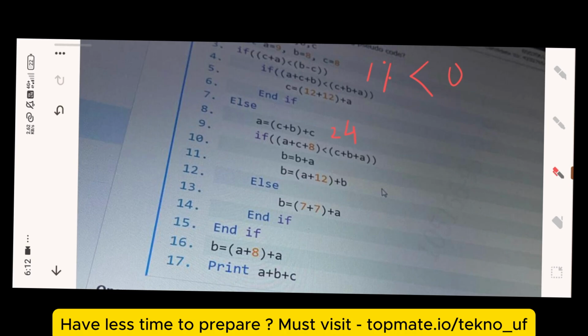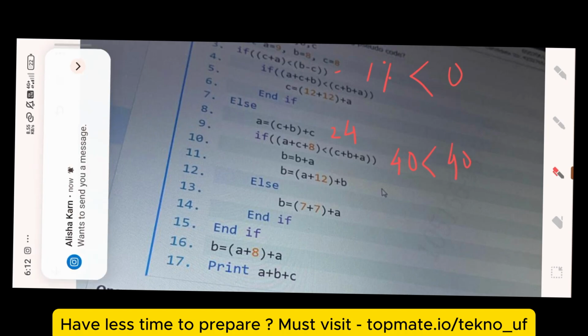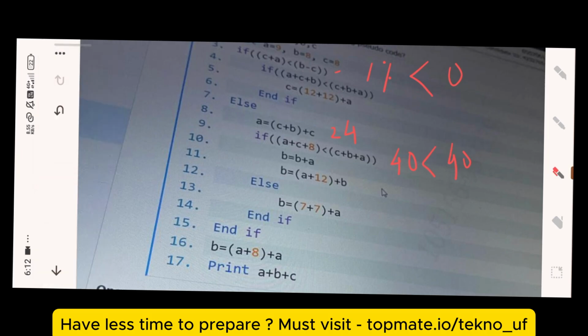Now we'll check the if block again. A plus C plus 8, so 24 plus C, which was 8, so 24 plus 8 plus 8 becomes 40. Okay, so 40 less than C plus B plus A. C was 8, B was also 8, so 8 plus 8 is equal to 16, plus A was 24, so 16 plus 24 is equal to 40. So 40 is not less than 40. This is false, 40 is equal to 40, so this becomes false.